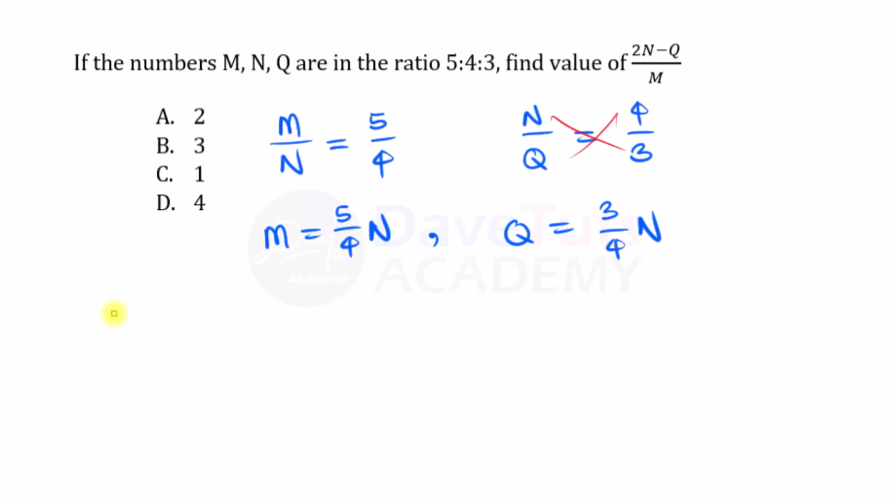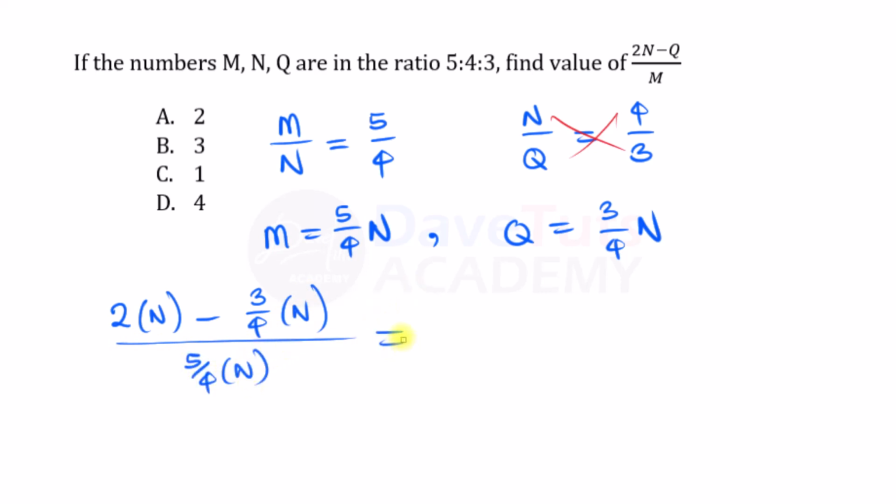So when we're now talking about 2n minus q over m, it's going to be 2n. N is still going to retain itself, okay, minus q. Q is now 3 over 4n over m. M is going to be 5 over 4n. And of course, here you can even see that n is common in both the numerator and denominator, and we are left with 2 minus 3 over 4 divided by 5 over 4. So n had been effectively knocked out.